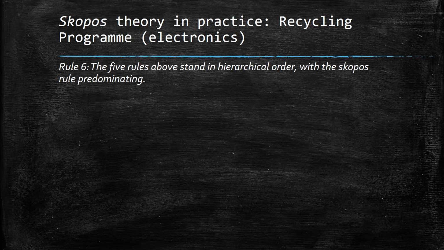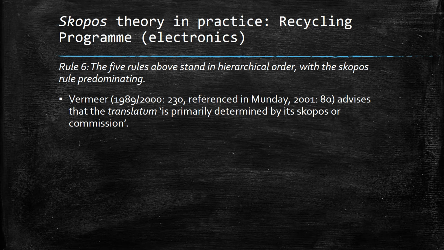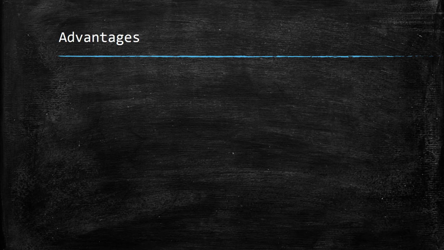6 is relatively straightforward. The 5 rules above stand in hierarchical order, with the Skopos rule predominating. Vermeer states that the translatum is primarily determined by its Skopos or commission. So the Skopos or commission is the most important part of the translation in the Skopos theory. The advantages of the Skopos theory are that the end result is of primary concern. The whole time we are looking at the target text, a product which can be understood by the target audience in their context.